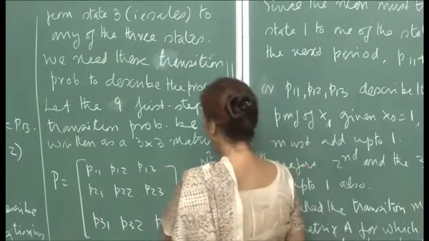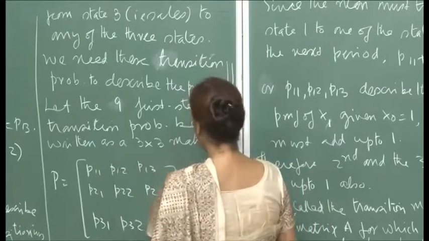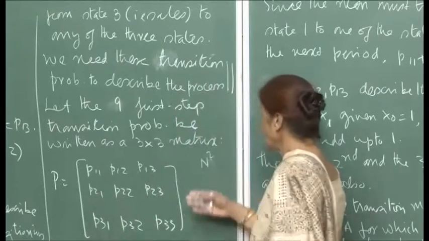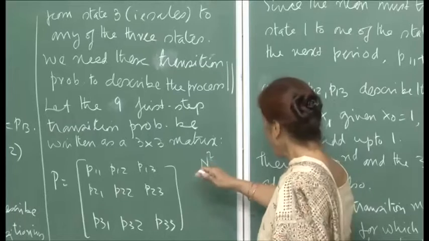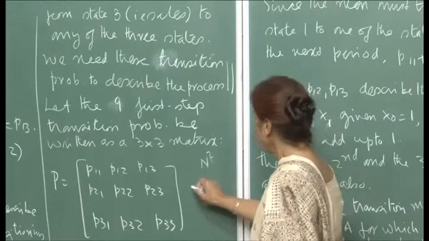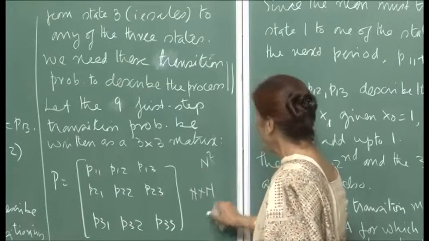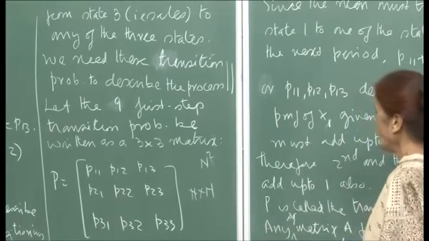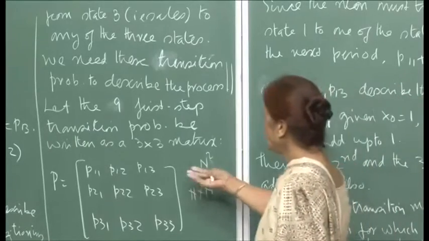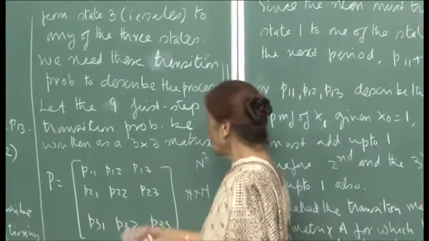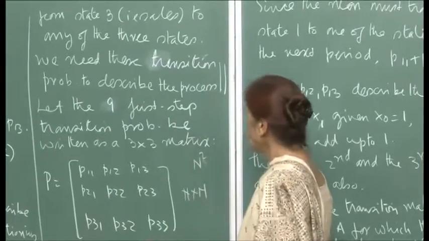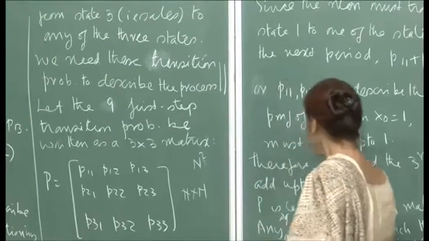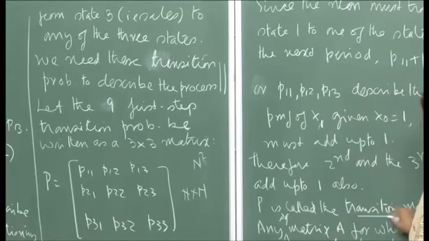So therefore, you will always have N square numbers, and these transition probabilities can be written in a matrix form. If you have N states that this system can occupy, then it will be an N cross N matrix in which you can record all these transition probabilities. Here, since we have 3 states, I can record all the 9 first step transition probabilities in a 3 by 3 matrix. So P will be called the transition matrix.